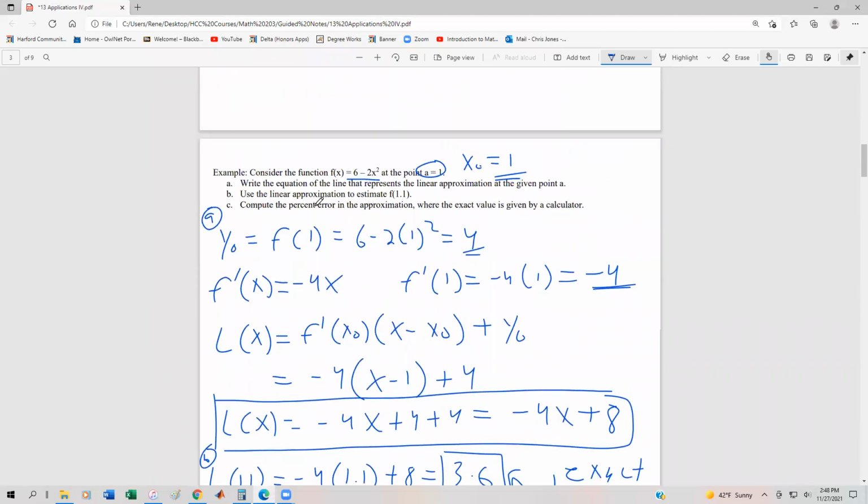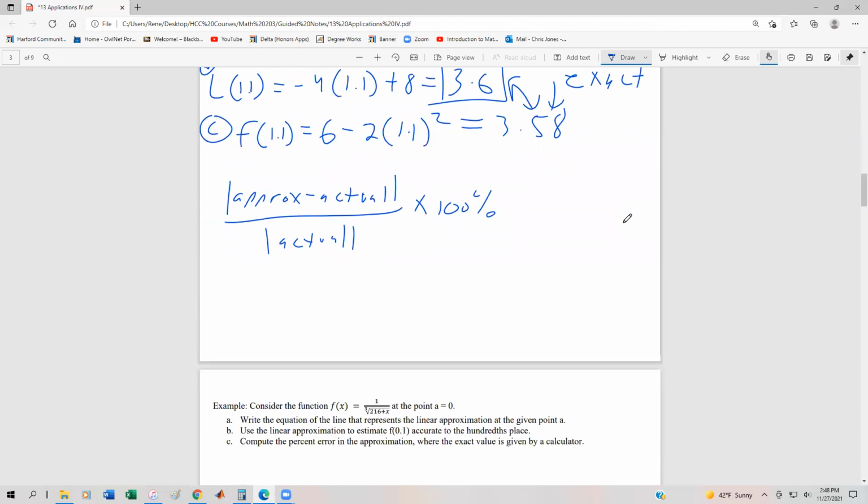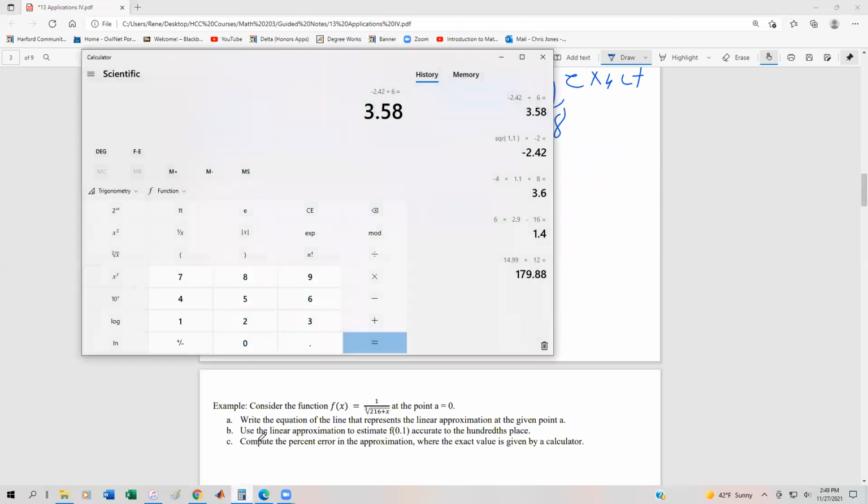And the question says, compute the percent error. To find our percent error, we're going to take the formula: the approximate minus the actual, divide that by the actual, and multiply that by 100%. So in this case, the approximate is 3.6 minus 3.58, and then we're going to divide that by the absolute value of 3.58. And we're going to multiply that by 100% when we're done. Let's do that in the calculator really quickly, and we can just ignore the signs at the end.